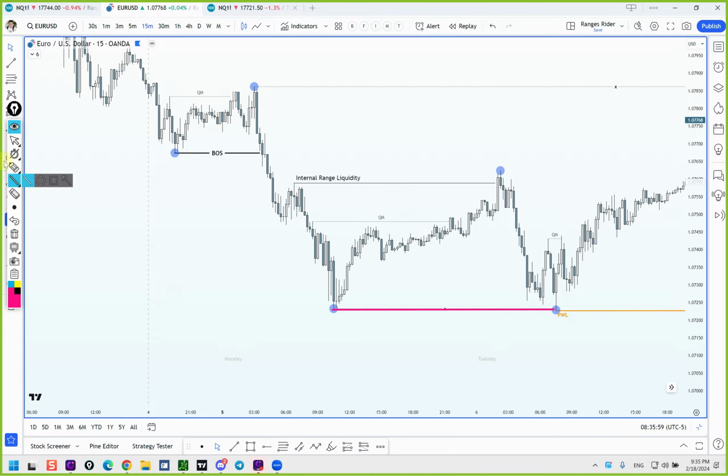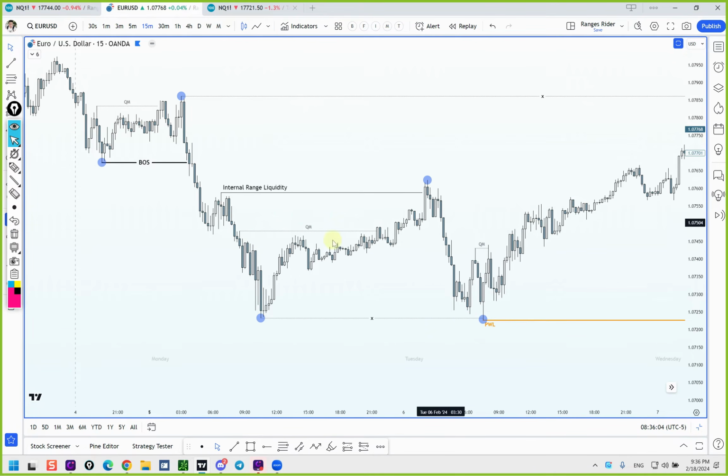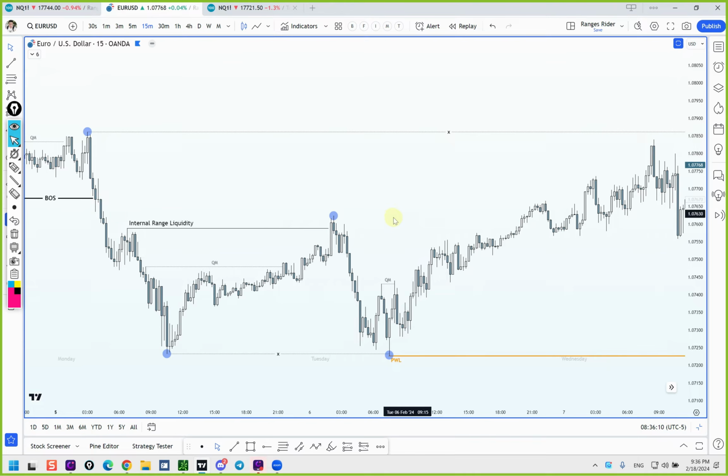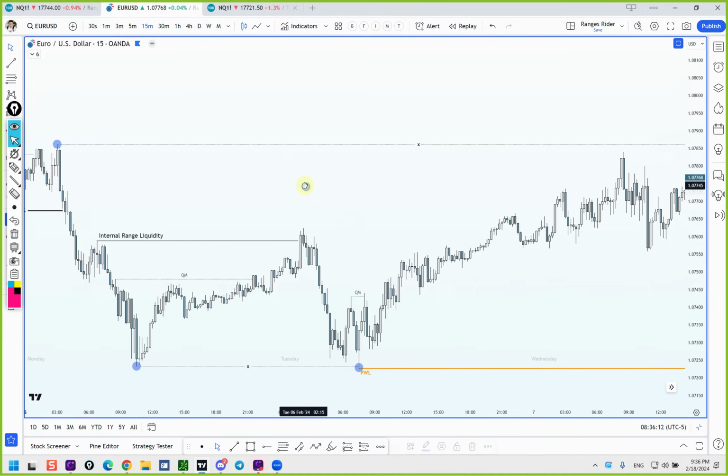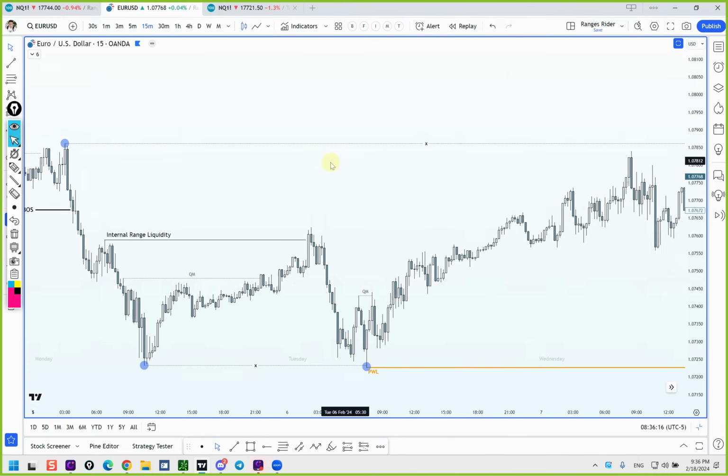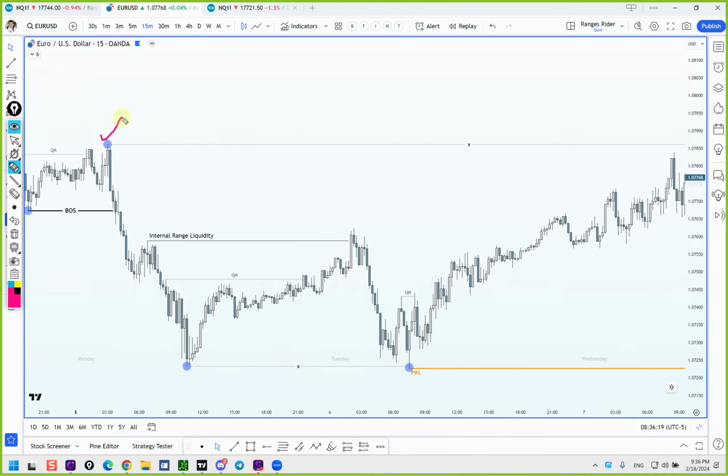Once we have the liquidity grab, remember this question, remember this thing. We are looking for a QM, and once we have the QM, now we are going to turn bullish. By the way, this high is not confirmed. Why? Because we don't have the valid breakup structure. So our range is still from here to here.